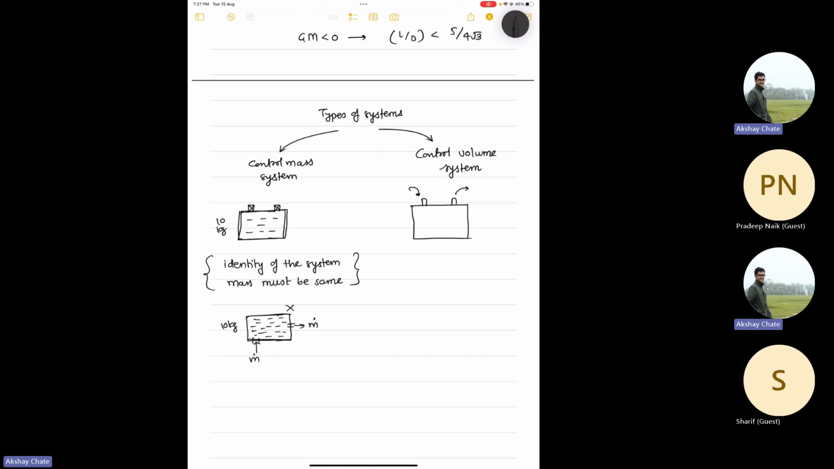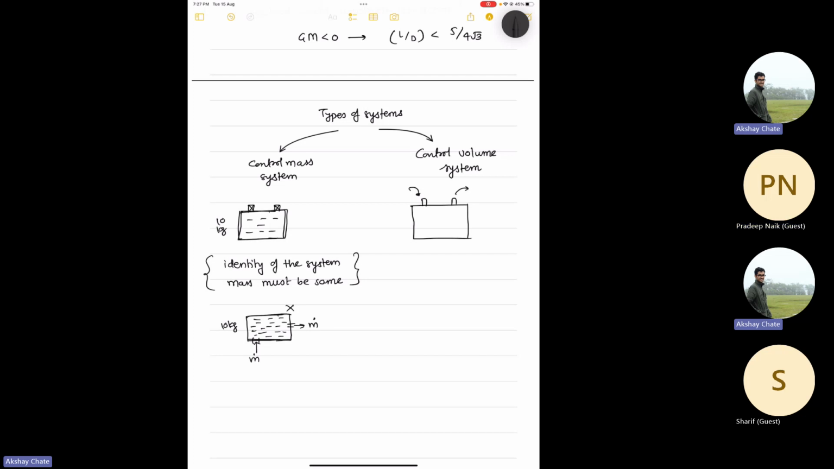But if you consider the bottom case where I am putting m dot mass per second into the 10 kg mass, and I am taking out m dot mass in that same time. So basically the mass of the system always remains at 10 kg, but the water that is inside the system is not the same at any instant of time. I am putting some salt water sometimes, I am putting fresh water sometimes. Got it, sir.